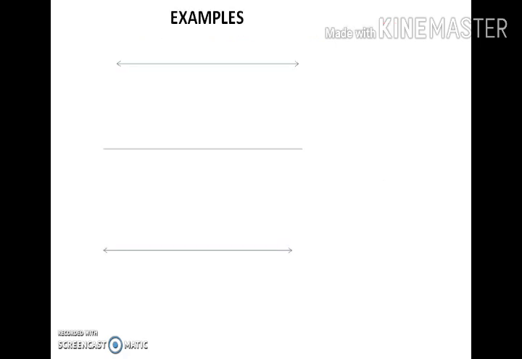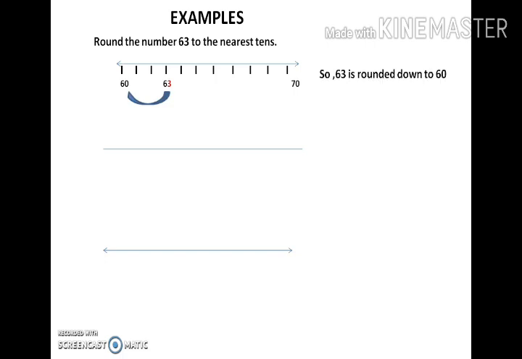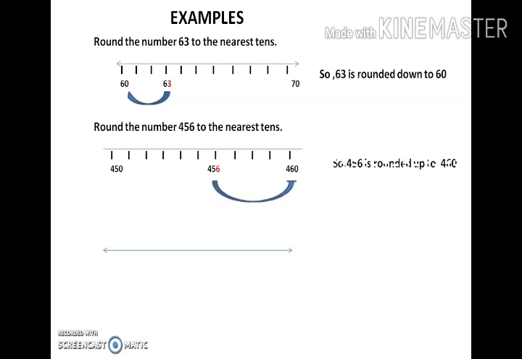Now let us see some examples. Round the number 63 to the nearest tens. The digit in ones place is 3. We know that if the digit is less than 5, then it is rounded down. So, the number 63 is rounded down to 60. Now let us see the next example where the number is 456. Look at the digit in ones place. It is 6 and it is more than 5. So the number will be rounded up to 460.